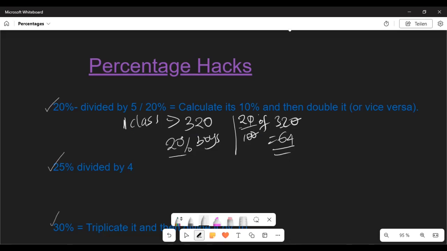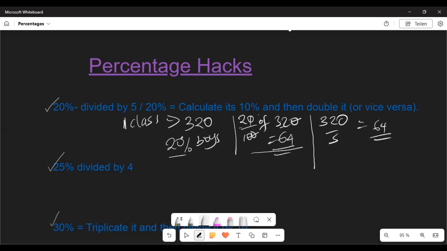That's the best approach, but still there is an even easier way to do it. The idea is, every time you get 20% of any number, just divide that number by 5. So I'll just say 320 divided by 5, and that one will quickly give me 64. So that way I don't have to go this direction. This helps a lot when you are doing your calculation, and sometimes it takes many seconds.